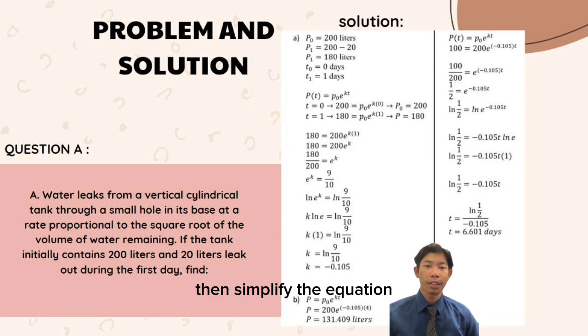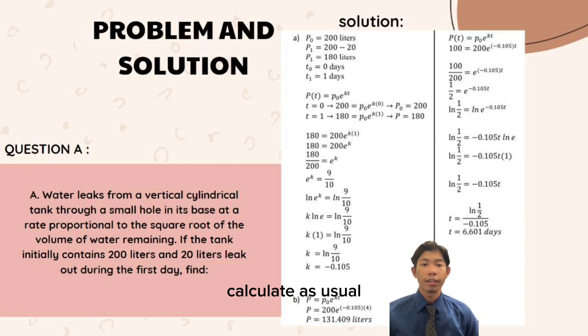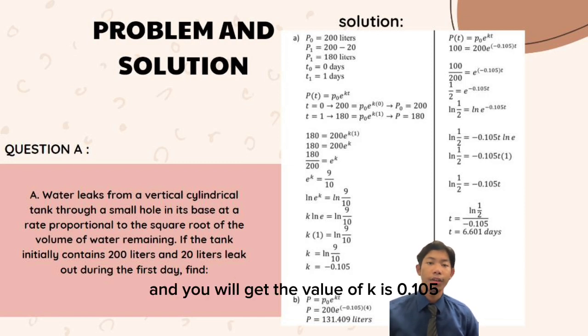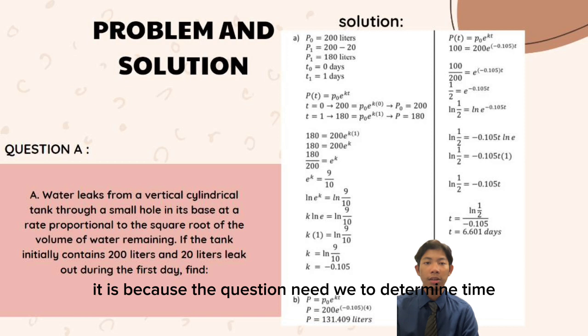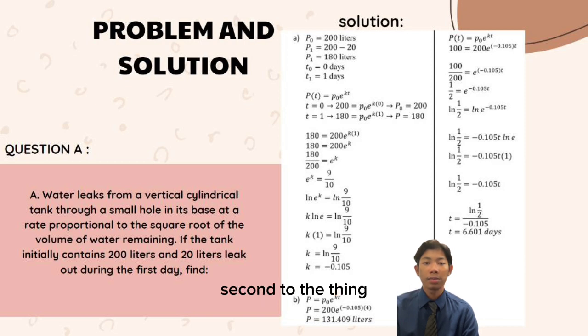Then simplify the equation. Add ln to both sides of the equation to get the value of k only on the left side of the equation. Calculate as usual and you will get the value of k is 0.105. Then use the same formula but use 100 liters for the value of P, because the question needs P to determine the time taken for the tank to be half empty. Enter the value of the constant. Then we get 100 equals 200 e to the power of constant multiplied by time.